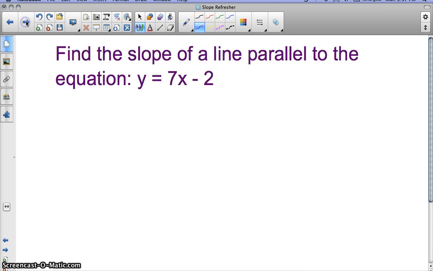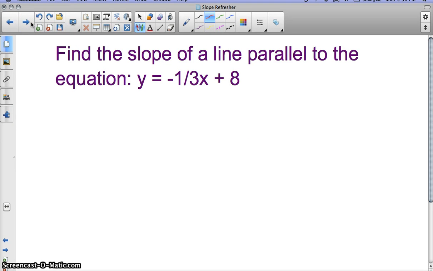So knowing that parallel lines have the same slope, if I say find a line parallel to the given equation y equals 7x minus 2, my slope is given to me. My slope is 7. So all I need to do is write the equation again. Y equals 7x, and then I can fill in whatever y-intercept I want. If I put minus 2 there, it's the same equation. But if I want a parallel line, it needs to be a different intercept. So I'm going to put plus 1. Simple as that.